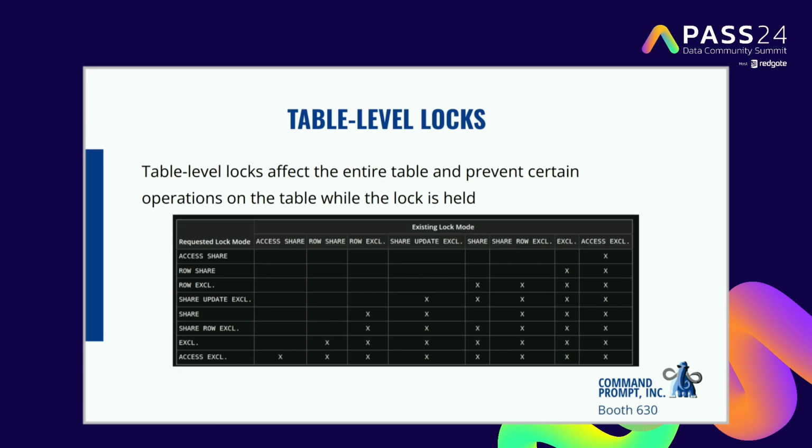Okay, and so then we have table level locks, right? So many more of these, many more potential conflicts, and these ones are a bit more aggressive. So these affect the entire table and can prevent certain operations while being held. So like the access exclusive lock, when that's on a table, you cannot use that table, right? It conflicts with everything. An access share lock, though, will share access, and it only conflicts with the access exclusive one where it takes the entire table, right?